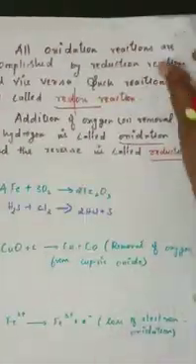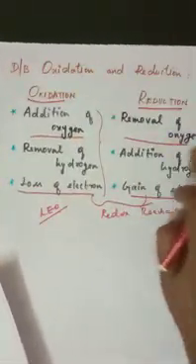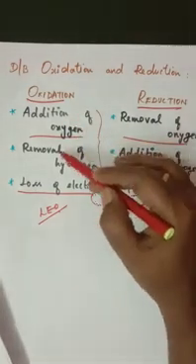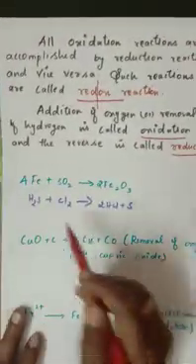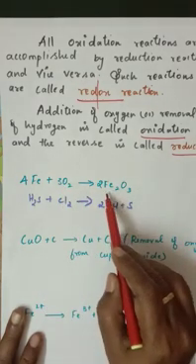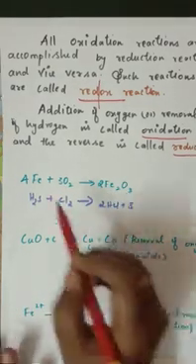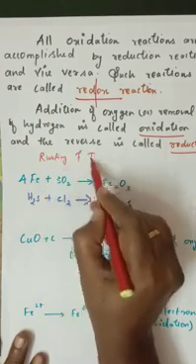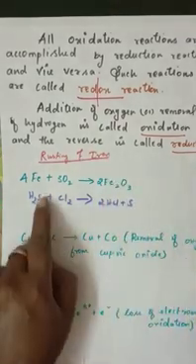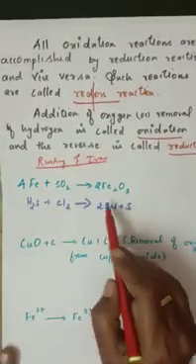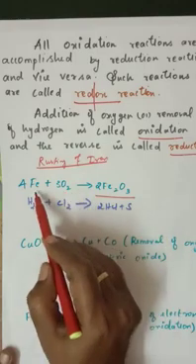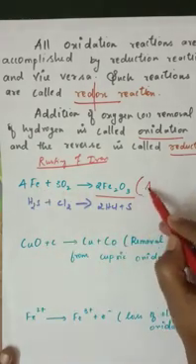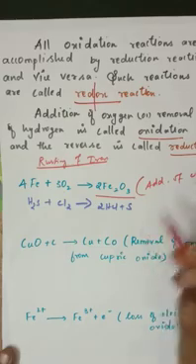The first one is addition of oxygen and removal of hydrogen. See here, 4Fe + 3O2 gives 2Fe2O3. This is an example of rusting of iron. What happened here? Iron combined with oxygen and forms Fe2O3. So there is addition of oxygen to the metal. It means it is an oxidation reaction.